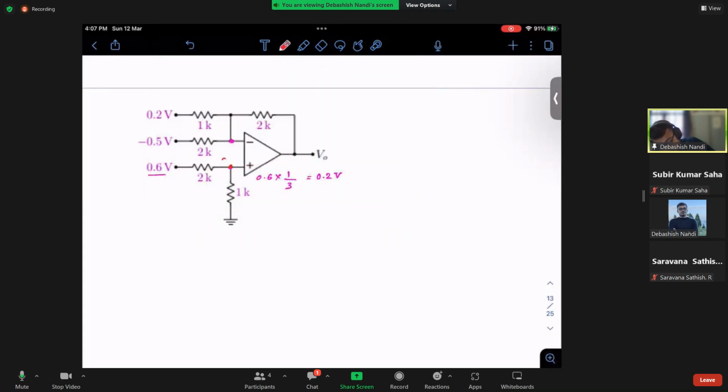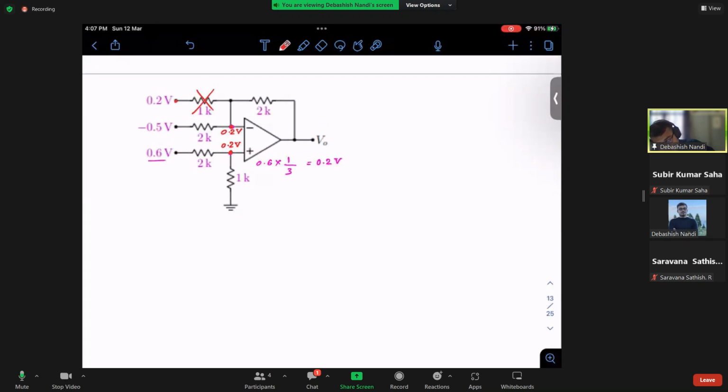So potential at this point is 0.2 volt. So I can simply assume that's the virtual short condition. So this point is also 0.2 volt, right? If this point is 0.2 volt and this is 0.2 volt, that means this path does not exist, no current flows, right? So my circuit is nothing but simply, this is my V out, this is 2K, this is 2K, this is minus 0.5 volt, and this point I know is 0.2 volt. So this is also 0.2 volt, right?